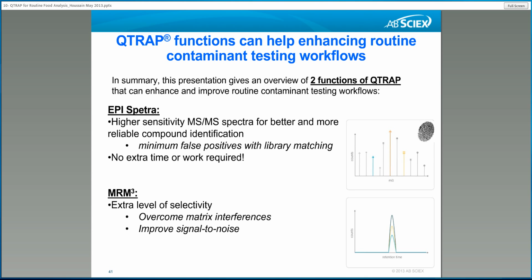With MRM³, the added dimension of selectivity not only enables labs to overcome matrix interferences that may be causing background peaks in their MRM chromatogram, but also potentially improves their sensitivity for a more accurate level of quantification. Both of these functions can be easily added into routine screening and quantification methods. Once the method is set up, the EPI method can take really less than 5 minutes. No extra time or extra work is required.